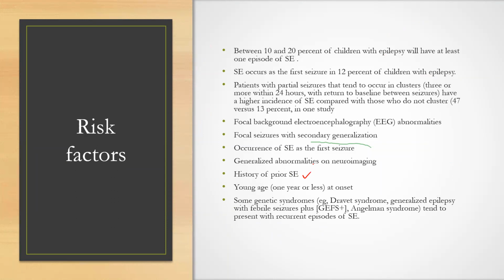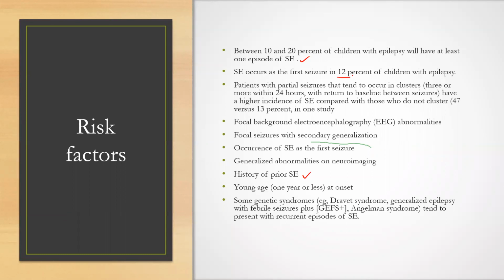That is the main risk factor. And you have to remember that 10 to 20% of children with epilepsy will have one episode of status at least. So, a history of previous seizures or a seizure disorder has to be taken. And status epilepticus presenting as the first time in the case of epilepsy is around 12% of children.